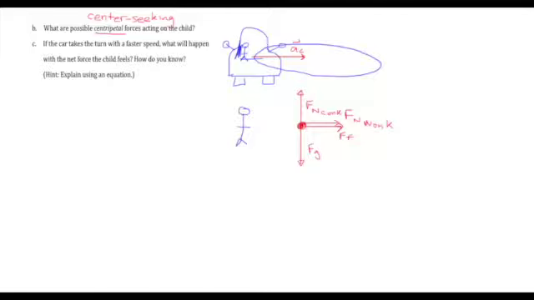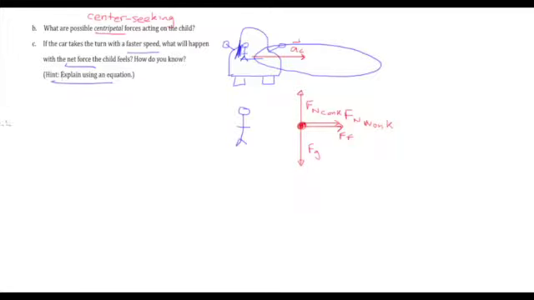Lastly, for part C, if the car takes the turn with a faster speed, what will happen to the net force? How do you know? So I gave you a hint. I want you to use an equation. So you need to justify why you know this will happen. If the car takes the turn with a faster speed, what will happen with the net force? So notice I'm asking you to relate speed to net force.